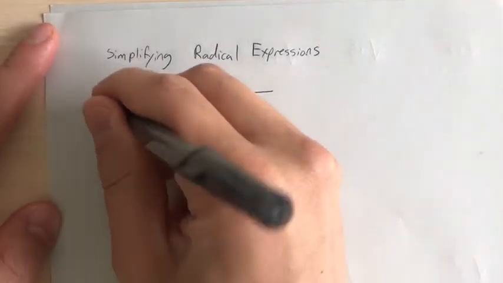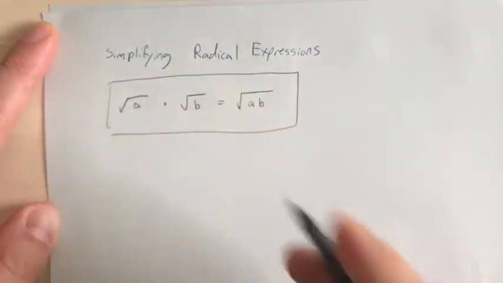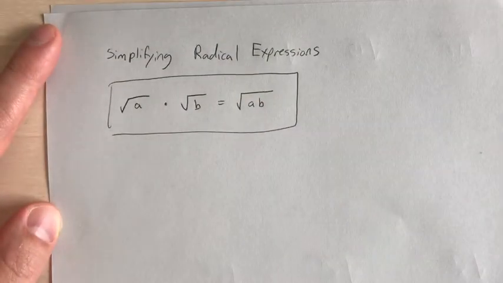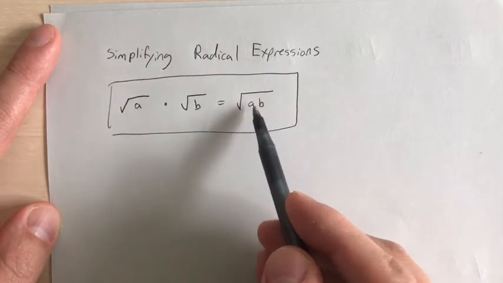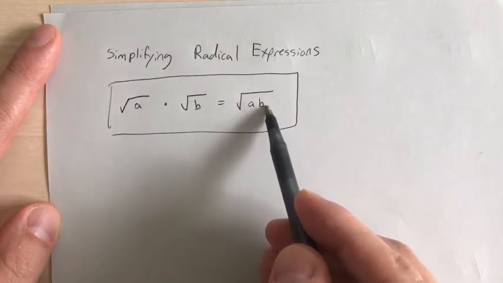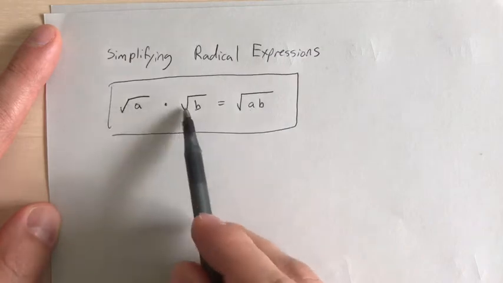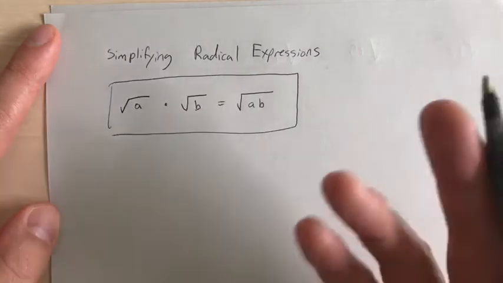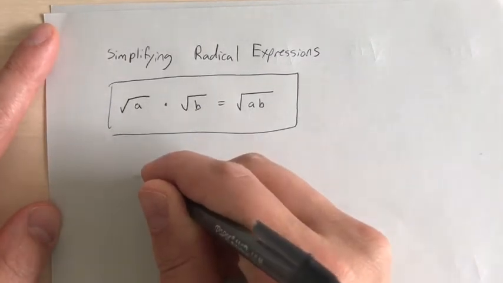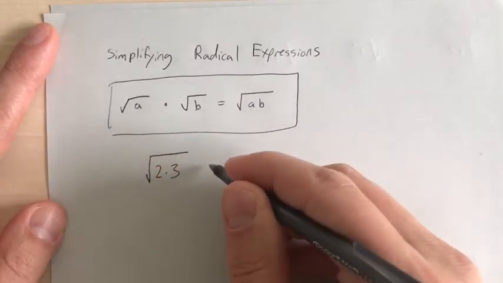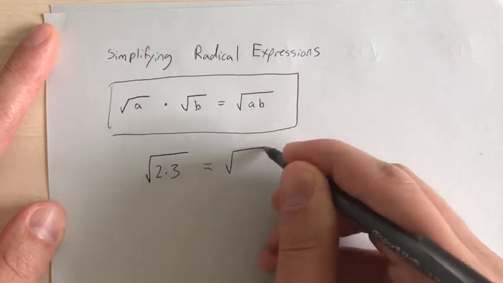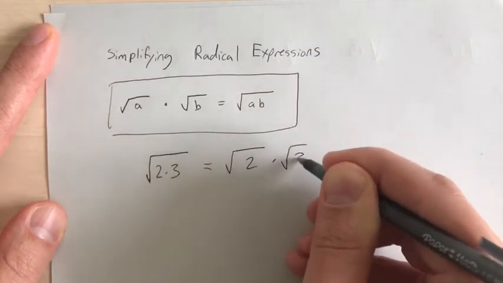This rule we're going to use almost entirely to do these problems. This is just the product rule for simplifying radical expressions, and it works like this. A square root that can be multiplied, like two numbers to be multiplied together in a square root, can be separated into two individual square roots. What do I mean by this? That means that, for instance, the square root of 2 times 3 is the same thing as the square root of 2 separately times the square root of 3.